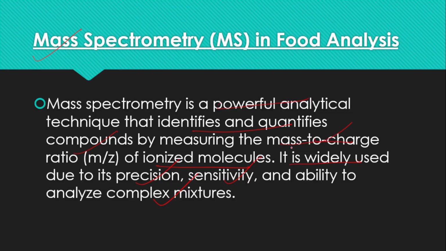Mass to charge ratio is used to describe charged particles such as ions. It is the ratio of the mass of the particle to its charge. For example, if an ion has a mass of 12 AMU and a charge of plus 2, meaning 2 electrons, its m by q, that is mass to charge ratio, is equal to 12 AMU by 2 electrons. Then we get 6 AMU by electrons. This is the mass to charge ratio.